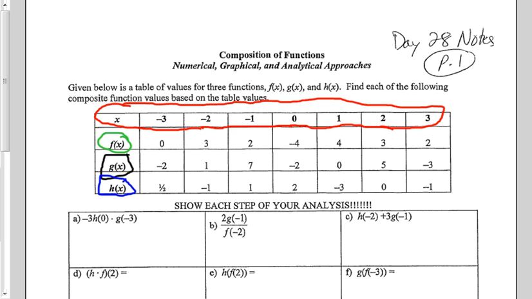So take a few seconds to try to fill in these first six values, substitute in, then follow through with whether they ask you to multiply, divide, or do composition of functions. Try these and I'll show you the solutions and talk through them.